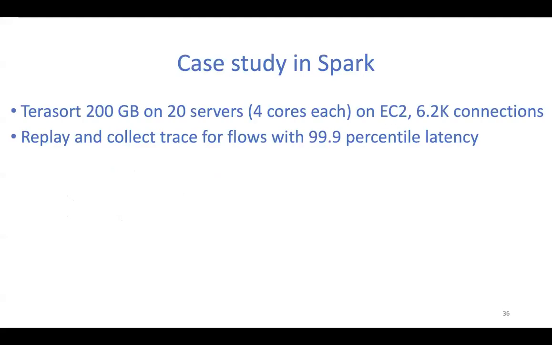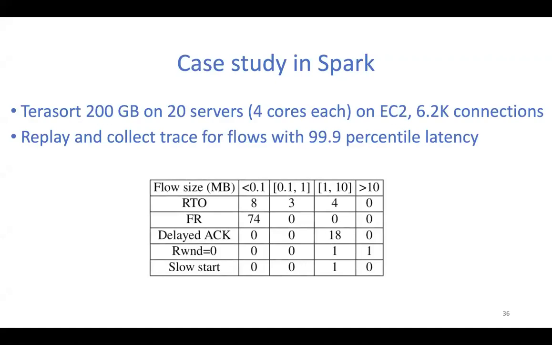We use DETER to do many case studies in real applications. Here I will demonstrate one case study that we did in a Spark application. We run a large job and we collect traces for the flows. We want to diagnose the 99th percentile latency for the flows. And we find the result is very interesting. There are various different reasons for the long latency, and for flows of different sizes, their reasons are actually very different. I will also show one example that is very interesting to me, during which I learned a lot debugging this problem.